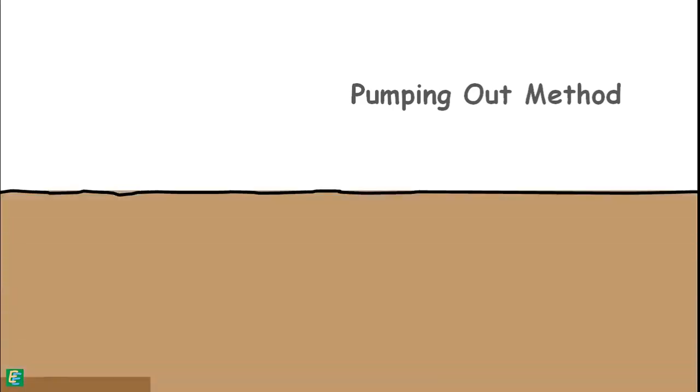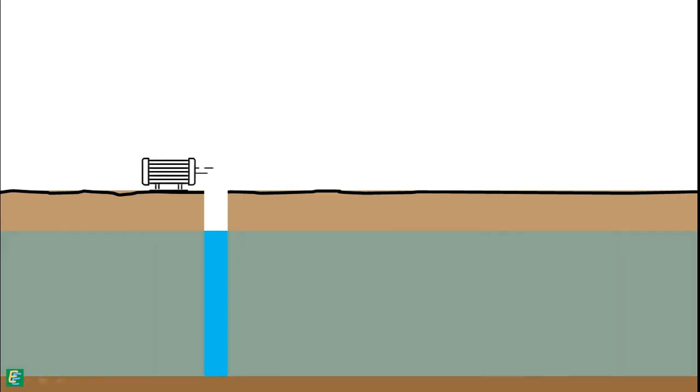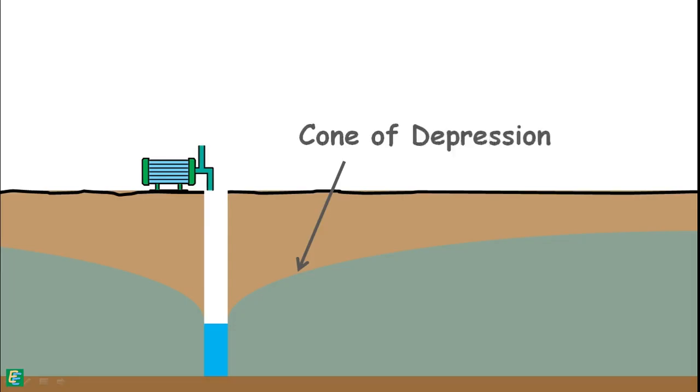The pumping out method involves making a well into the ground that reaches the aquifer and penetrates it throughout its whole thickness. It is important that the well penetrates the entire thickness of the aquifer. It is called the test well. Water is pumped out through this well, and as a result, the groundwater table lowers. The profile of the water table that may be horizontal at the beginning now acquires this kind of shape. That is called the cone of depression.